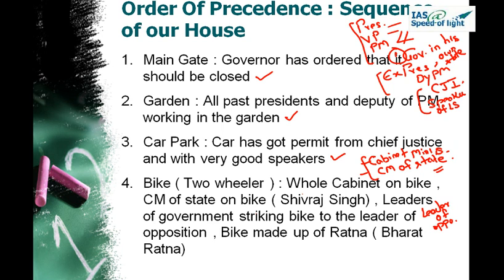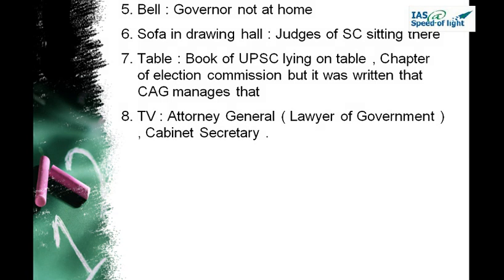Let's move further. You completed that whole part, the balcony sort of area, and now you reach the main gate, where you enter into the main house. So the first thing you do is you have a bell. The doorbell. You used that doorbell, and they told you the Governor is not at home. There is no point of ringing the bell. The Governor is not at home.